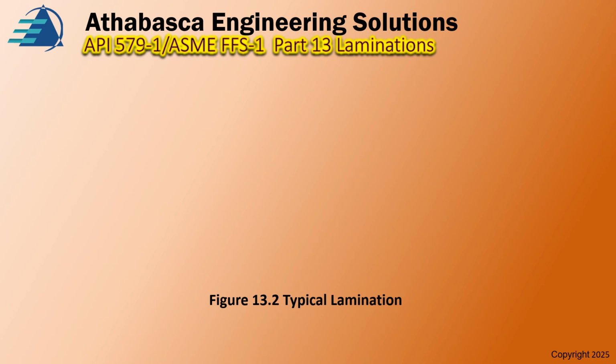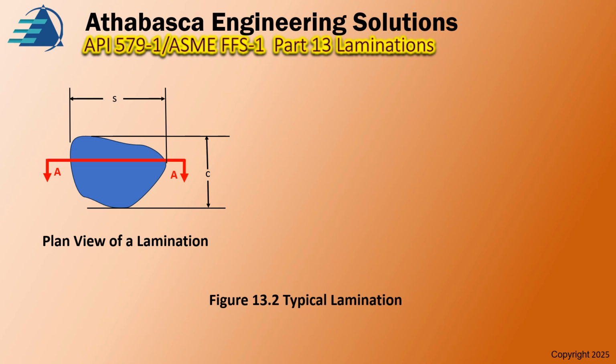Figure 13.2 shows a typical lamination found in the Fitness for Service standard. I left that out of episode 1 because it's more practical to put it here. Let's take a look. This is a plan view of the elevation, looking from the outside or from the inside. That great big blue blob you see there is the flaw. And so this is a critical dimension. This is S and C.